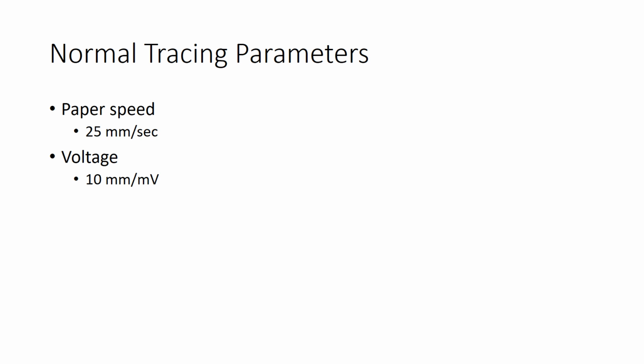The normal tracing parameters include the paper speed, which is set at 25 mm per second, and the voltage should be set at 10 mm per millivolt. It's very important to evaluate these 2 factors before evaluating the rest of the ECG, because if there was a change in the machine settings in these 2 parameters, we have to adjust our analysis according to these parameters.